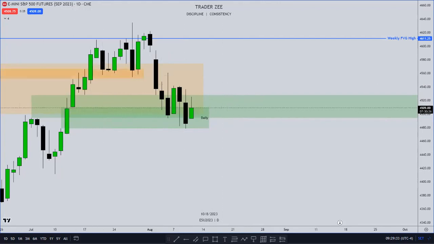Maybe I'll not remove it and not let it be on the low time frames. That's what I'll do. Okay. So we have the daily fair value gap here that yesterday's candle respected.